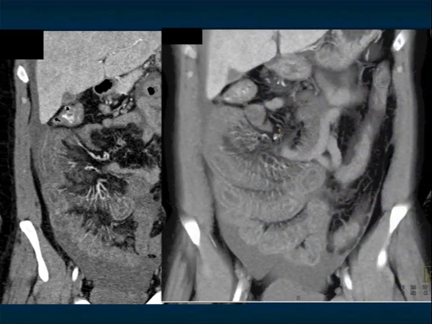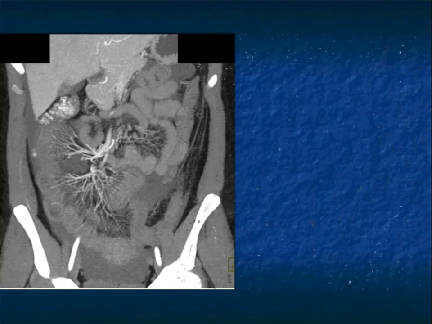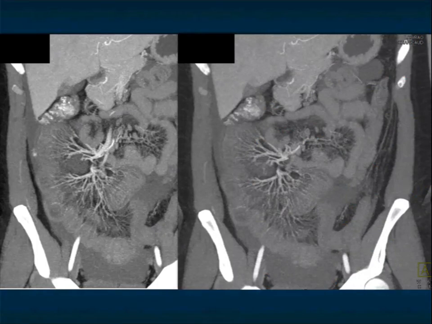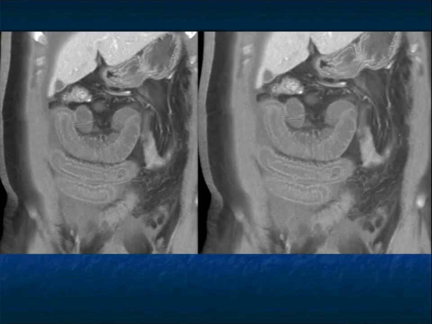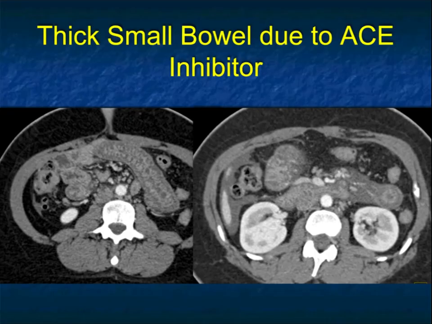Is this patient a surgical patient? Look how impressive the bowel loops are. And again, this is a wonderful example of why you need to think about drug-related enteritis. Extremely impressive, dilated, thickened, halo sign, prominent vessels of small bowel. I'm showing you a number of images just to show you how extensive this disease process is, and this was due to ACE inhibitors.